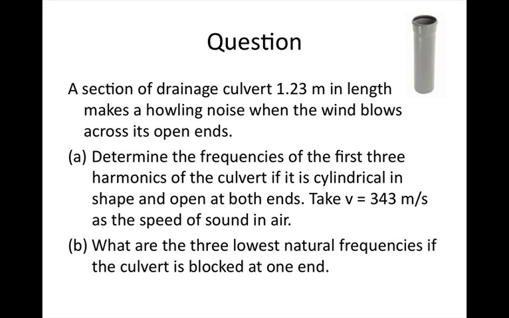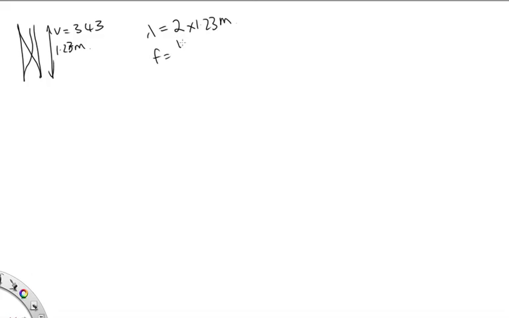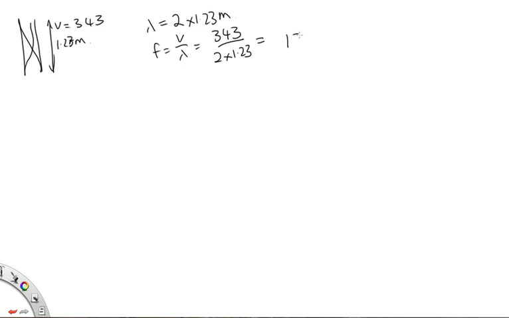And then B, what are the three lowest natural frequencies if the culvert is blocked at one end? Okay, so for the first one, we have the pipe like this. It's open at both ends. V is equal to 343 and the length is equal to 1.23 meters. So the wavelength is equal to 2 times 1.23 meters, as we've got half a wavelength in here. So the frequency is equal to V over lambda, which is equal to 343 over 2 times 1.23. Solving that on the calculator, we end up with 139 hertz.